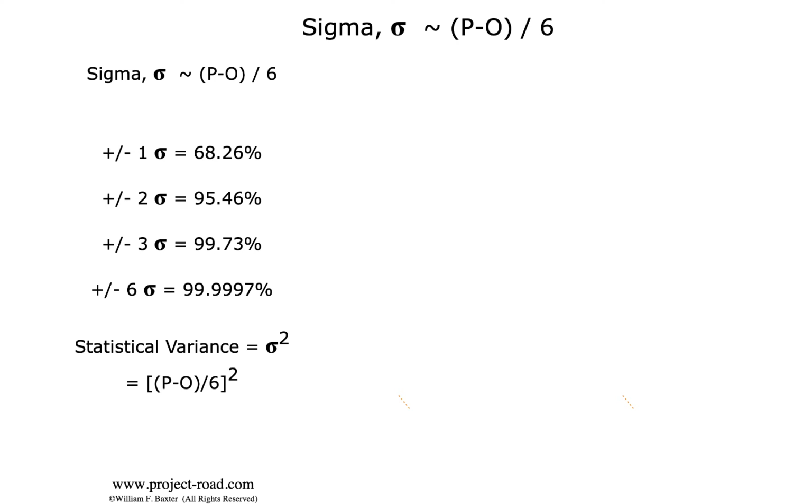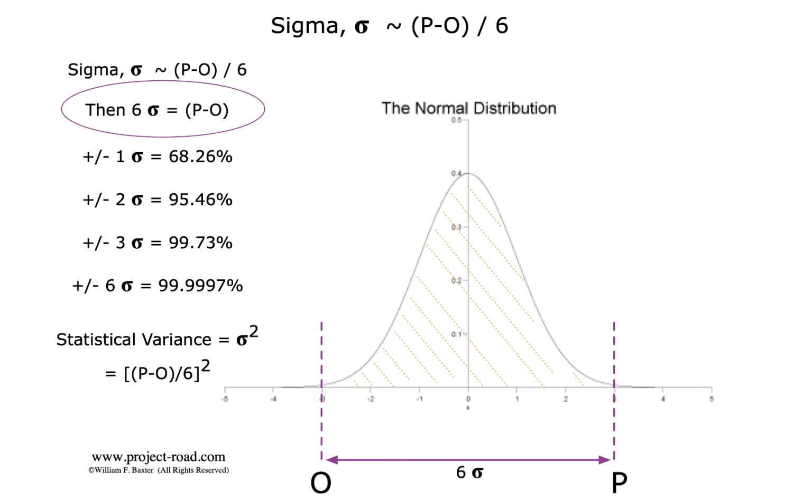Okay, now if we go back to our original equation and multiply through by 6, we see that we have 6 sigma equals P minus O. And if we look at a normal bell-shaped curve and plot P and O here, and whether we're talking schedule or cost, a larger value is worse. So our pessimistic estimate is being shown on the right side, optimistic on the left side, and the distance between is 6 sigma. That's what this equation is telling us.